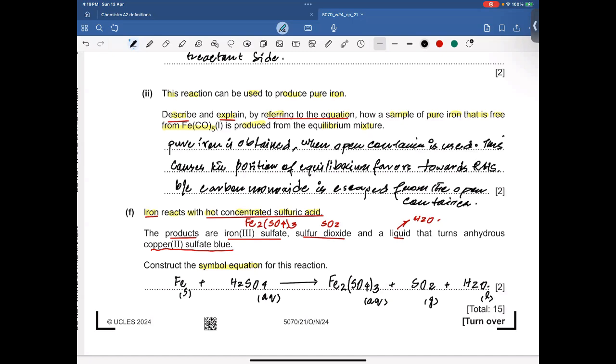Now let's balance the equation. How many iron atoms here? 2. So put 2 here. So iron is balanced. Now how many oxygen atoms do we have? 4 times 3 is 12, 12 plus 2 is 14, 14 plus 1 is 15 oxygen. We have 4 oxygen on the other side, so we need to make it 15.